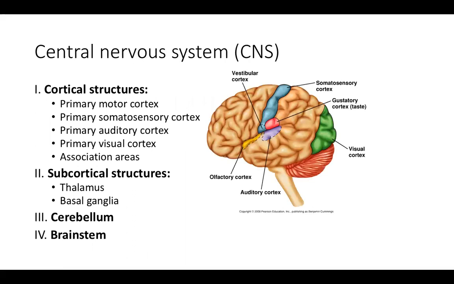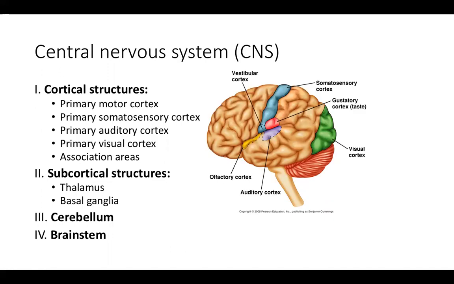So starting with the central nervous system, also referenced as CNS, the main 4 structures that we've divided the central nervous system into are the cortical structures, and so these are areas within the cortex. The subcortical structures, which as the name implies, are structures that are beneath the cortex. The cerebellum, which I'm pointing to here, and the brainstem.